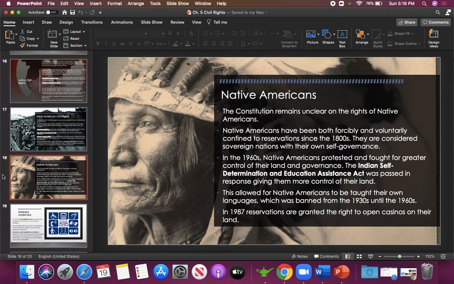Native Americans. Now, one could make a very strong argument that Native Americans are the most marginalized and discriminated against individuals in the United States. We have come very close to damn near extermination of Native Americans in our country that has been endorsed by the federal government. The Constitution remains unclear on the rights of Native Americans because we've made a system where they exist apart from United States society.